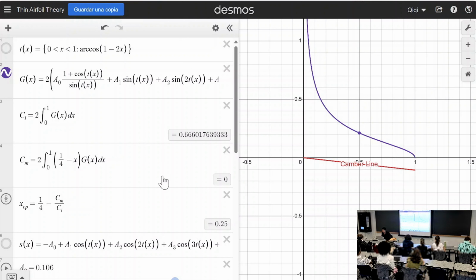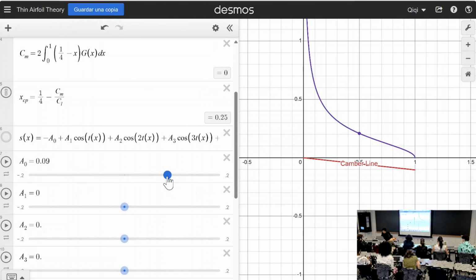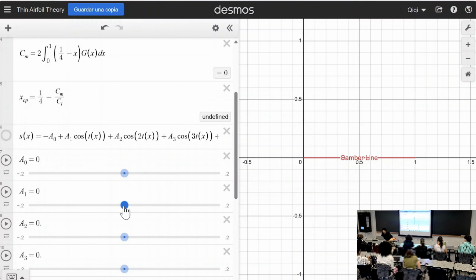Any other questions about the A0 term? I think I may have time to say something about the A1 term before the end of the class, but the A0 term is actually the most important. Any questions? Okay, so let's remove the A0 term, because it just represents the angle of attack. You are just pitching the whole thing up and down. So let's set it to 0 and only change the A1 term.